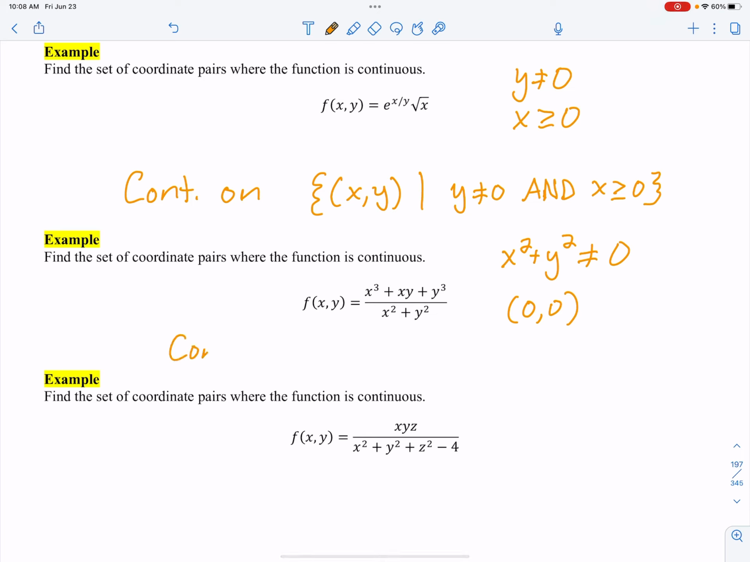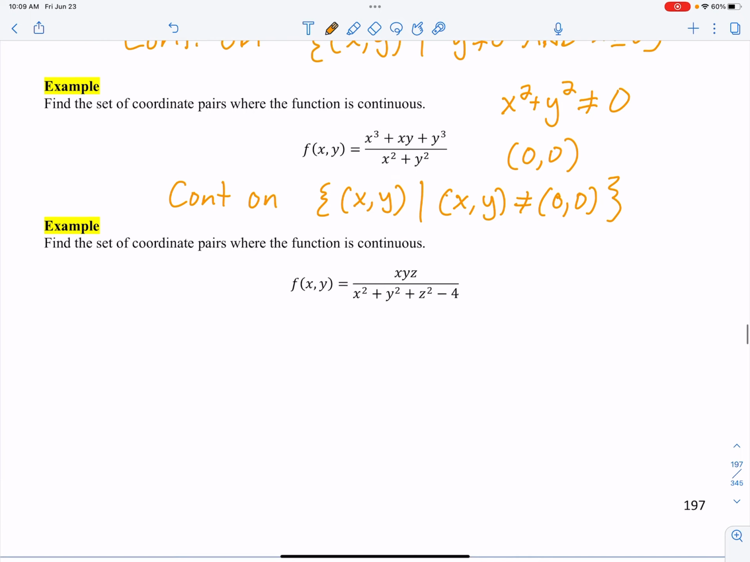So this is continuous on everything except for that. Continuous on all xy's such that xy cannot equal 0, 0. That one's going to be this whole surface, but at the very origin, it's just discontinuous. It's not there. Okay, I got one more here.